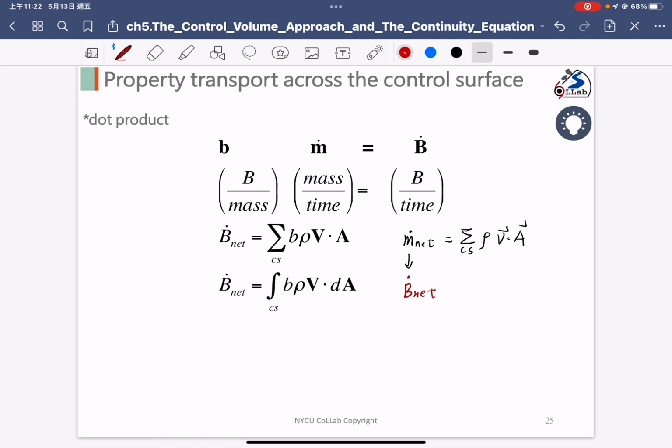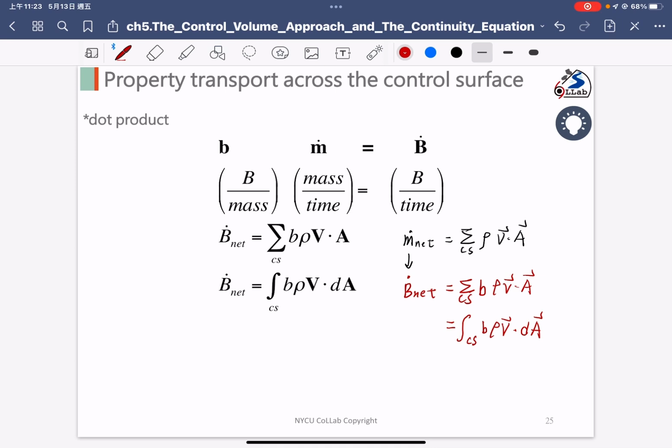So we rewrite the mass to be the extensive. The right-hand side will also be over the control surface, but we have the additional intensive B, multiplied by rho V vector, dot product with the cross-section area A. Then we can rewrite the summation as an integration along the control surface, with B rho V dot product with the cross-section area vector. Because this is an integration, it is a small cross-section area.